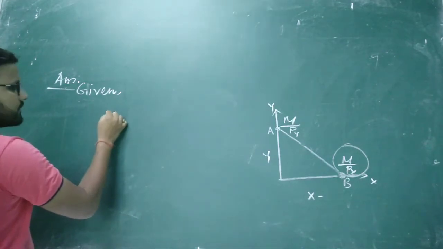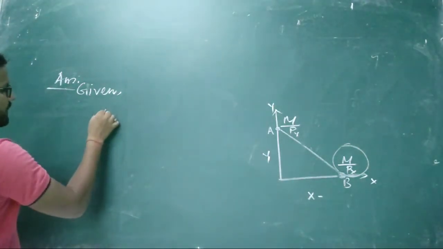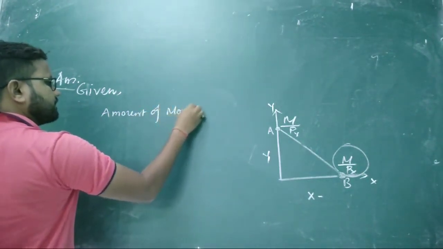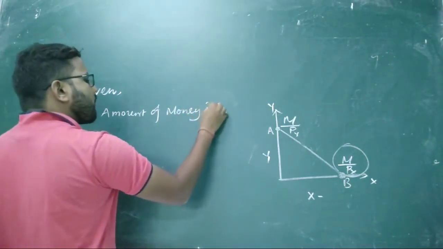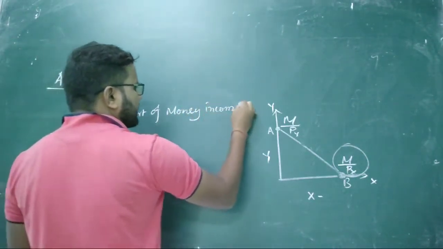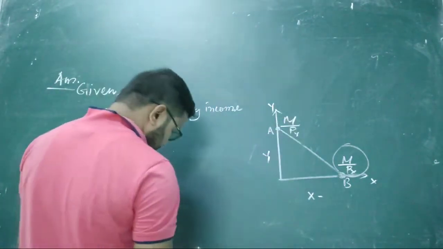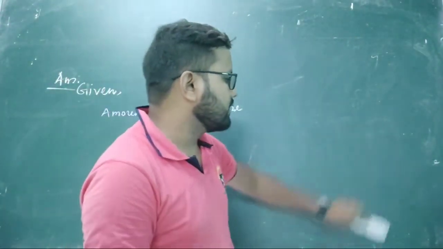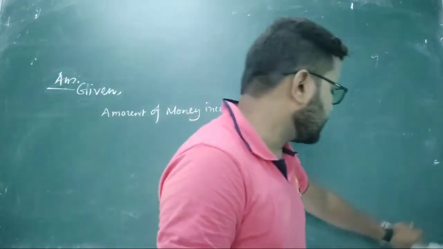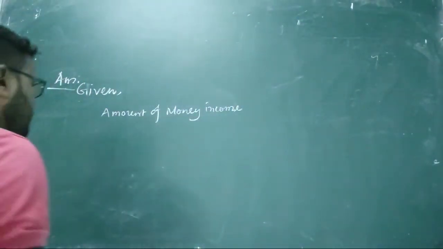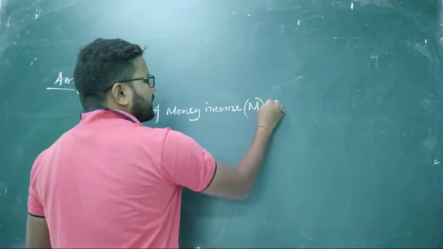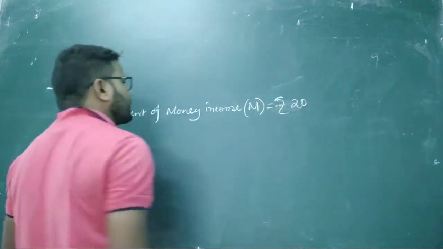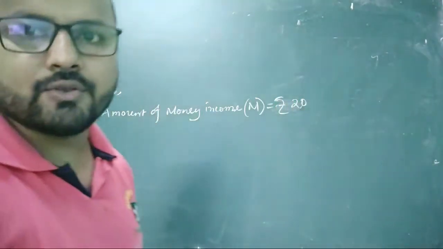The given amount of money income. As you know, the indication of amount of money income is M. So here the amount of money income is given as what? ₹20. So the value of M is 20, or you can write down rupees 20. So amount of money income is rupees 20.